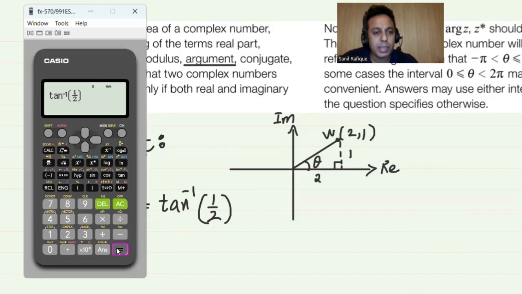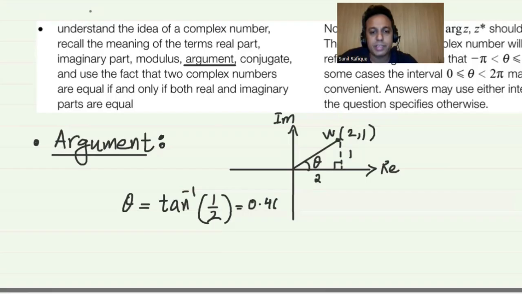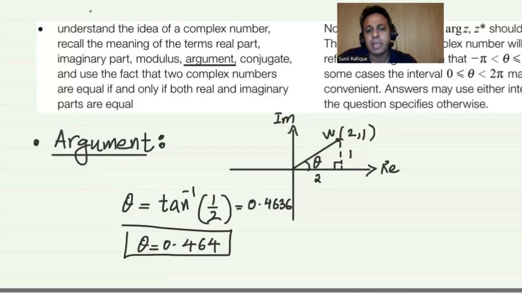Okay, so let's see, what do I get? So my answer is 0.4636. So I can give my answer correct to 3 significant figures in radians as this. This is the angle this complex number makes with the positive real axis.